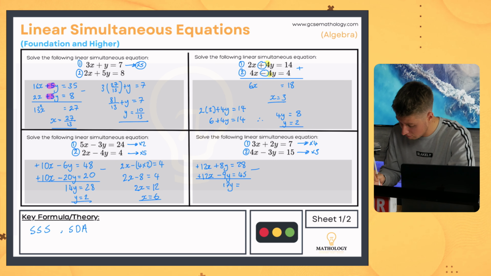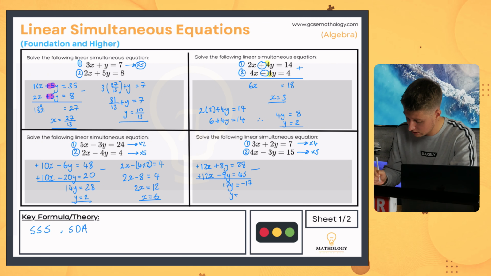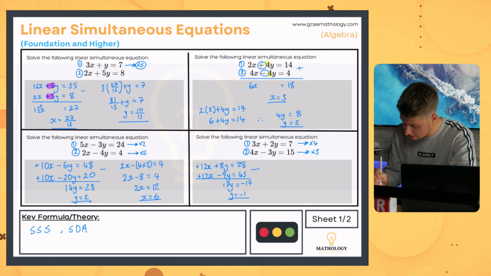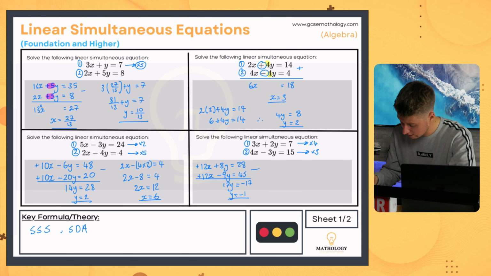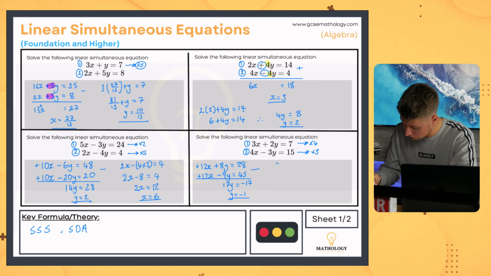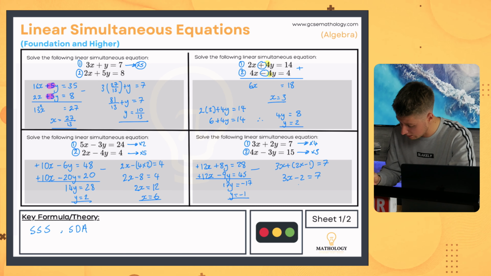this is equal to minus 17, so dividing both sides of the equation by 17, we get y equals minus 1, and then substituting this value back into, let's say, equation 1, we've got 3x plus 2 times negative 1 equals 7, so 3x minus 2 equals 7, and then solving this equation, we're going to add 2 to both sides to get 3x equals 9, so that means x is equal to 3.